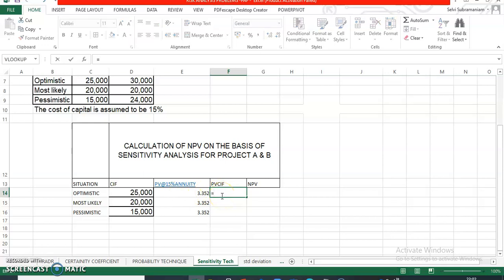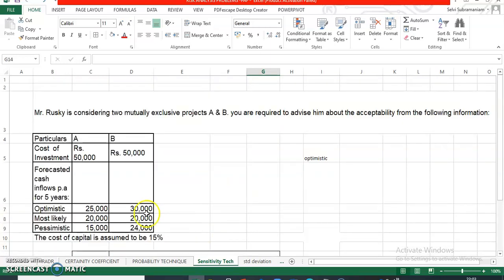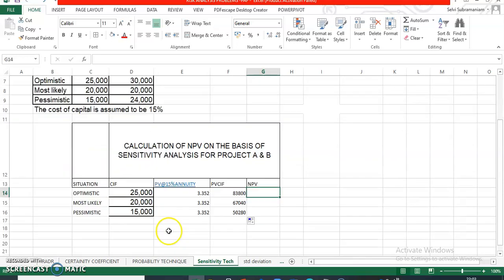So let's take that quickly. So this is 83,800. So we are going to calculate it. And we got it as 67,040 and 50,200. And what is the NPV? How do you take the NPV? It is PVCIF minus the PVCOF. And what is a PVCOF? That's the investment. So 83,800 minus 50,000.